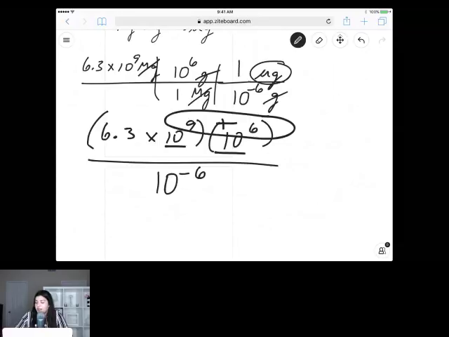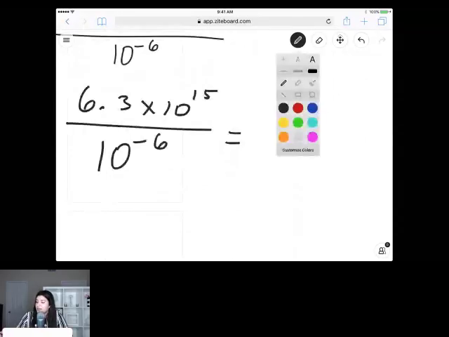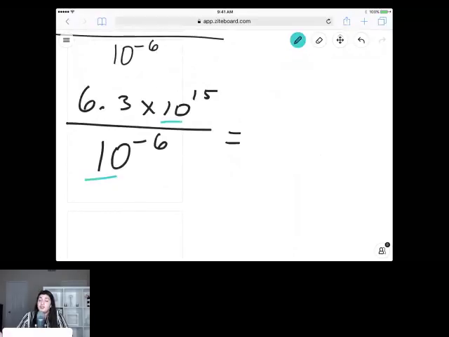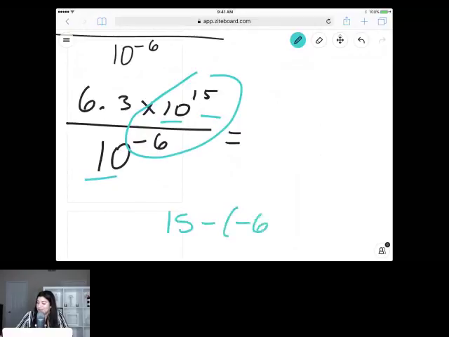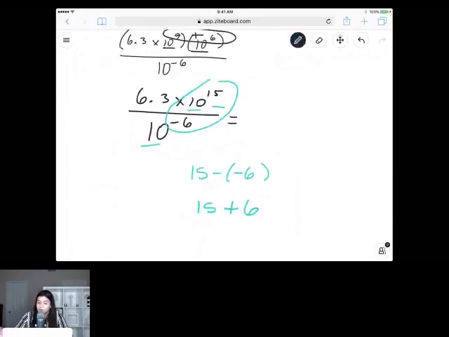Another way of doing this, as I mentioned before: since both of these 10s are the same base and they're being divided, you subtract your exponents. So this would have been 15 minus a negative 6, so we're actually adding. That would have been 15 plus 6, giving us 21. So this would have been 6.3 times 10 to the 21st. You're always welcome to plug that into your calculator as well, but that's my little math trick for you. And that would have been micrograms. Okay.